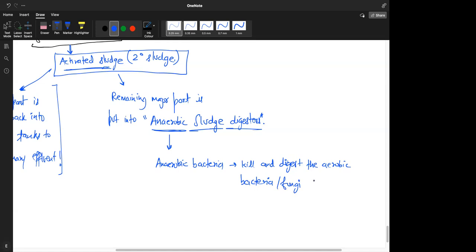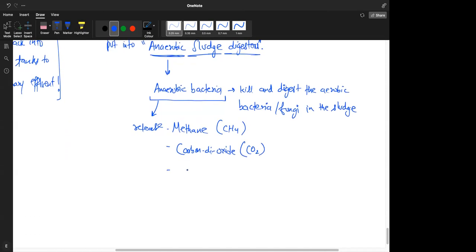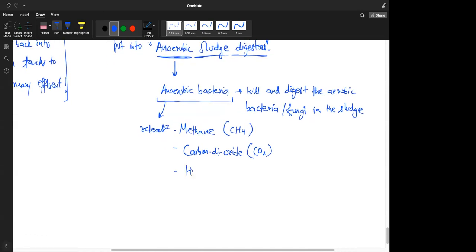Now what will happen because of this process? Because they are anaerobic, they cannot release oxygen. Now what will they release? During this digestion, what will they release? They will release 3 gases. Majorly methane, which is CH4. They will release CO2, which is carbon dioxide. And they will release hydrogen sulfide, H2S.